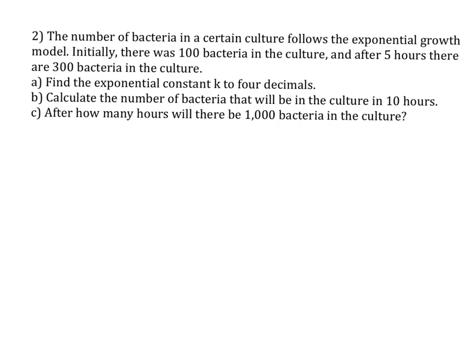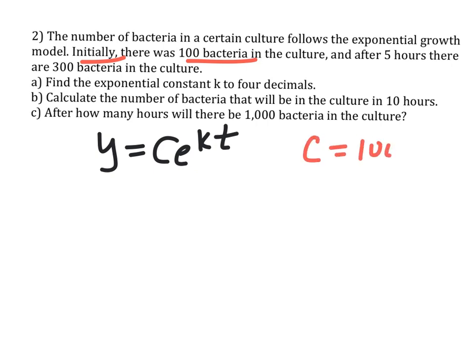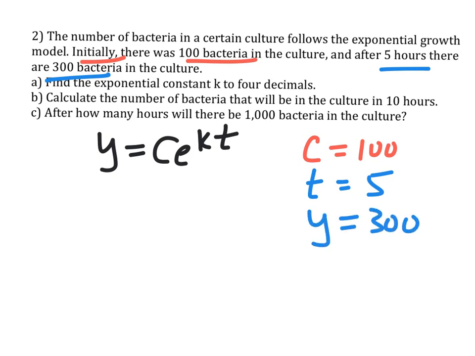Problem 2, the number of bacteria in a certain culture follows the exponential growth model, so y equals c times e to the kt power. Initially, there were 100 bacteria, so that's going to be my starting value. C is going to be 100, and then after 5 hours, so after t hours, t is 5, there are 300 bacteria. So y, the new value, is going to be 300.